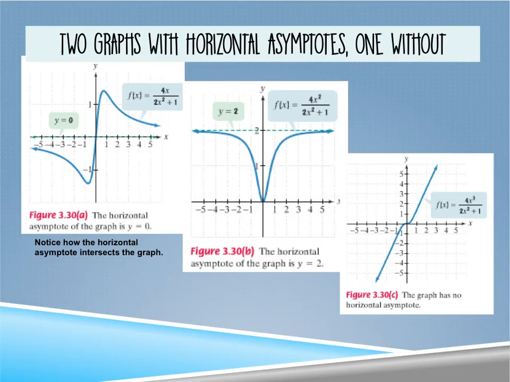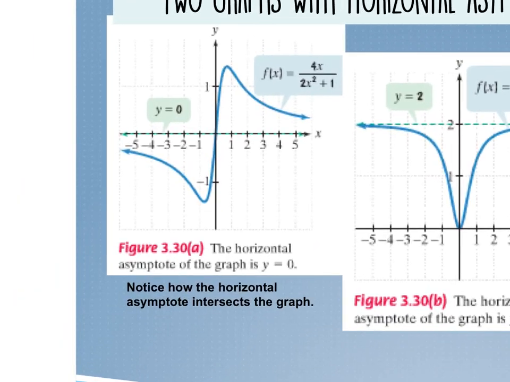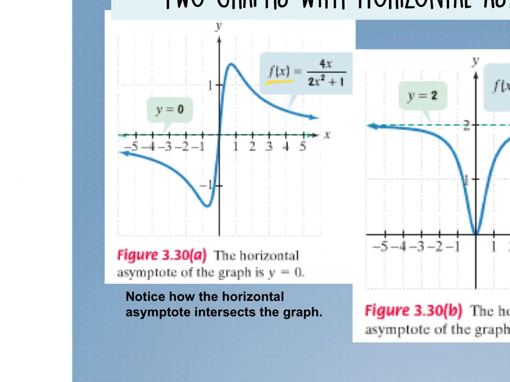All right, we're going to skip this next slide. We'll come back to it. So here we have 3 examples of graphs with horizontal asymptotes. Looking at our first one, this is our function. What is the highest degree of the variable in the numerator? Just 1. So our degree is 1.